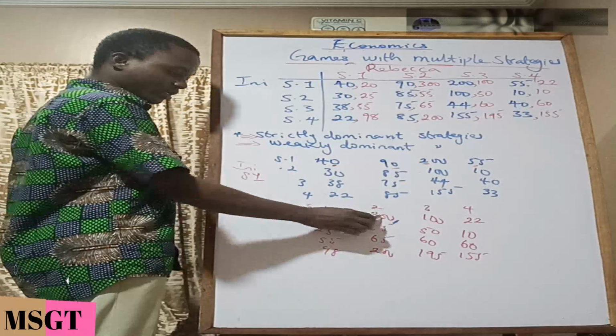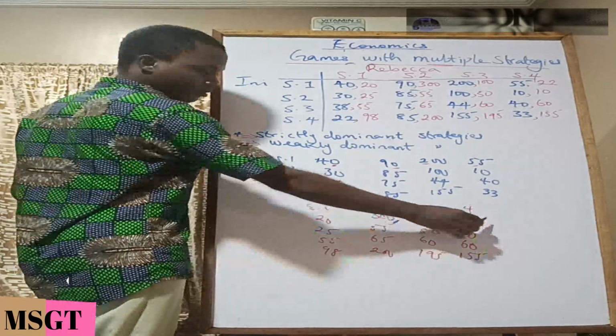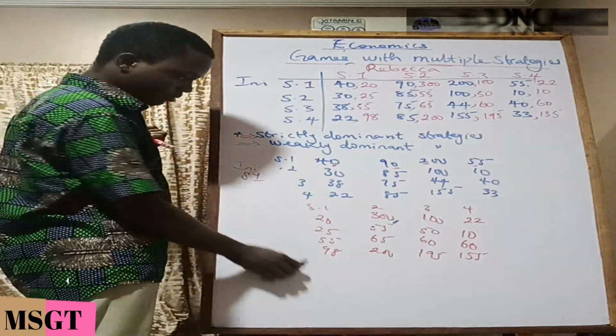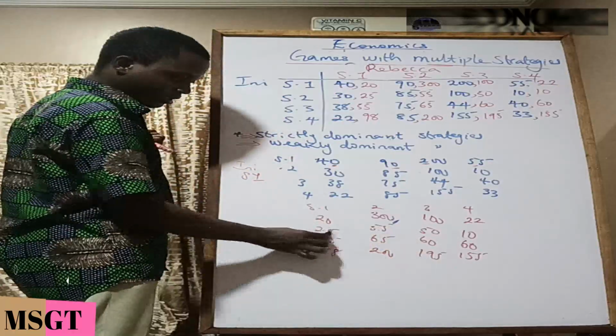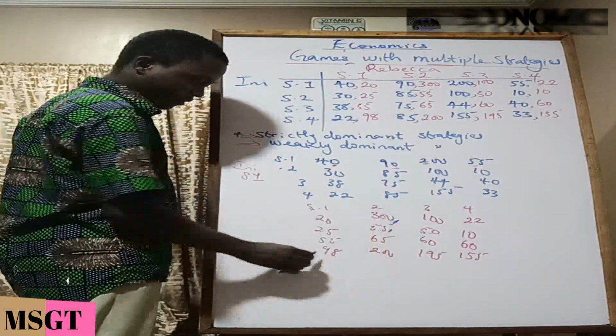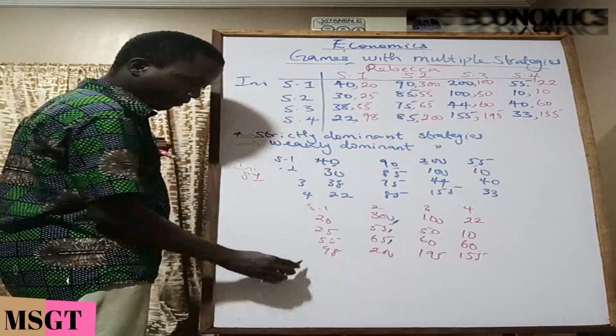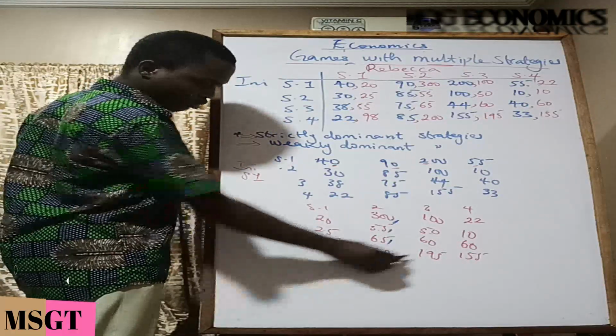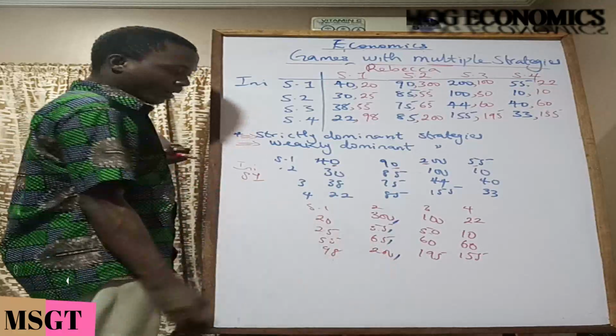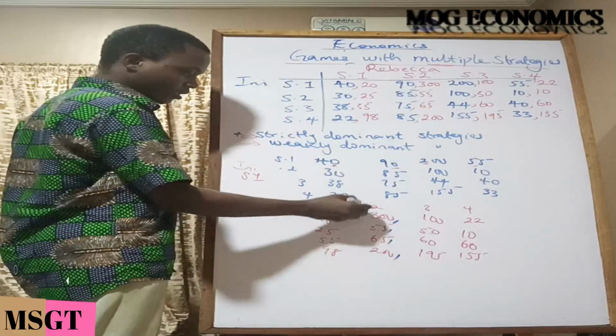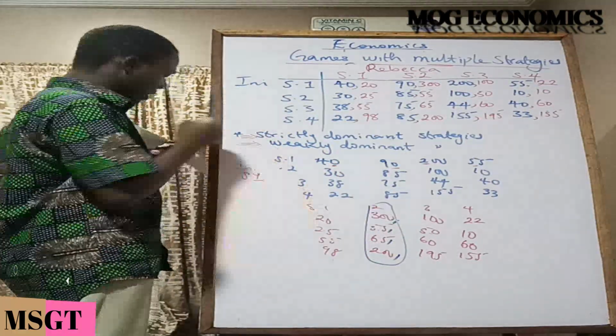So for strategy two, 300 is better than 20, 300 is better than 100, better than 22. Okay. So let's check again. 55 is better than this, better than this, better than this. Okay, pick 55. Then 65 is better than this, than this, than this. Pick 65. 200 is better than 9. Oh, 105 is close, but at least. All right. So for Rebecca, our own dominant strategy is this guy.